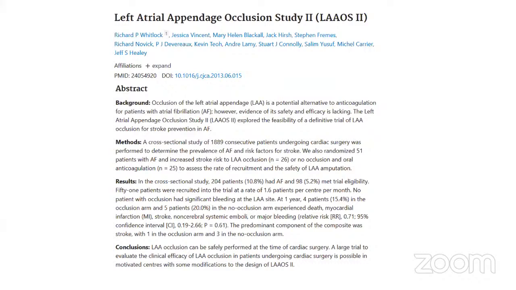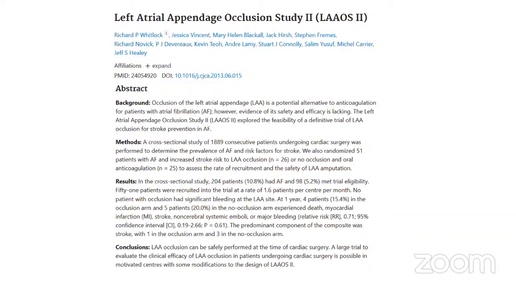1,889 patients. This cross-sectional study was undertaken to determine the risk factors, the prevalence of atrial fibrillation, and the characteristics of patients. Out of those patients, 51 were randomized to the left atrial appendage occlusion study, 26 in the occlusion arm and 25 in the no occlusion arm. Their conclusion was that left atrial appendage occlusion can be safely performed during cardiac surgery.